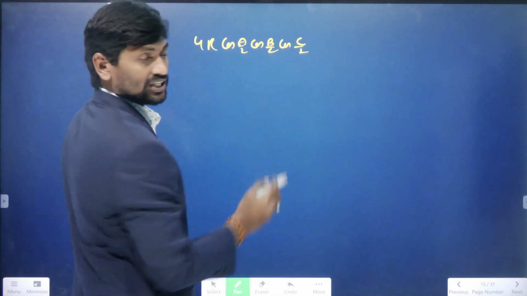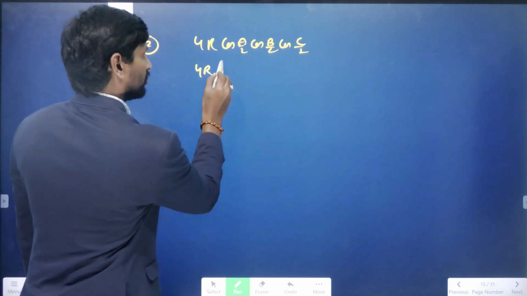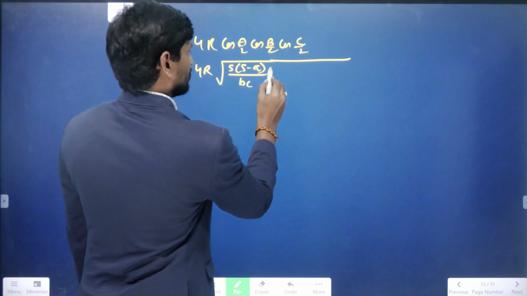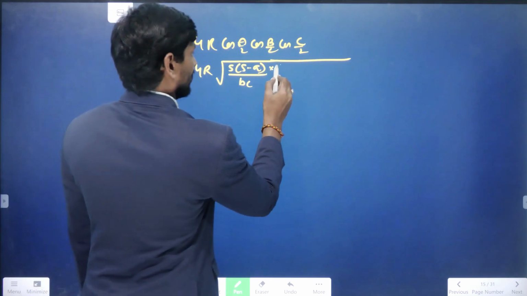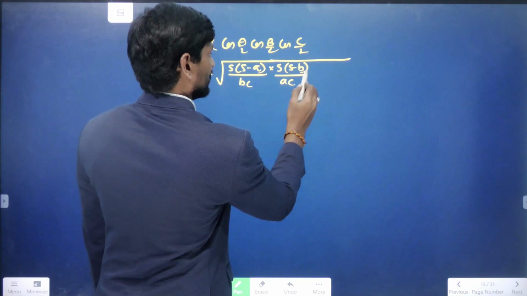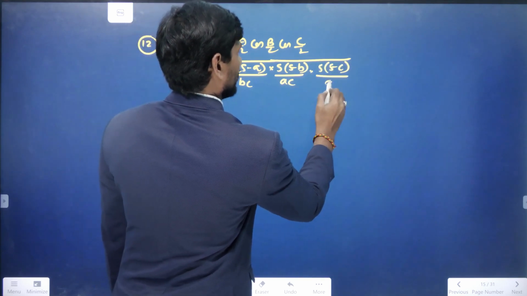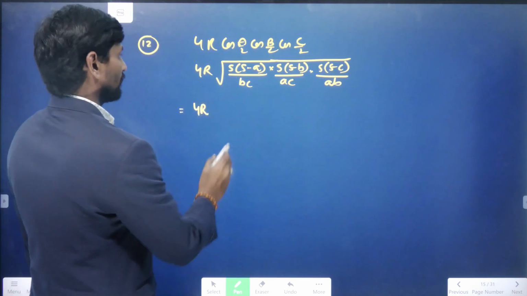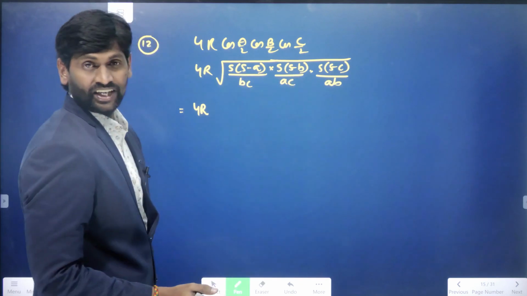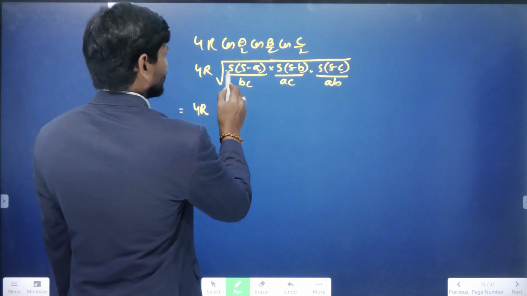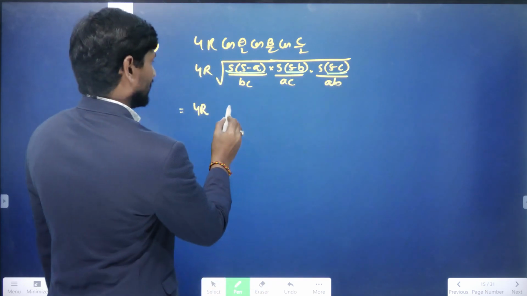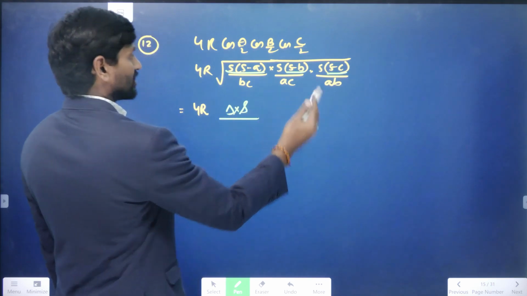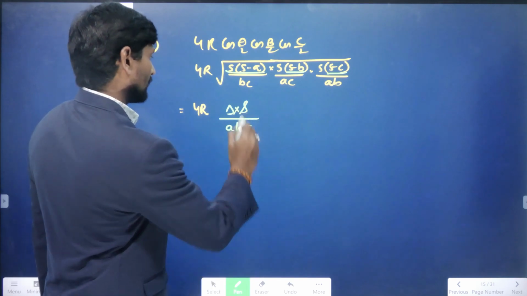Apply the cos half angle formula. That means 4r into root s into (s minus a) by bc. Now this one also I am applying to the same root, s into (s minus b) by ac and s into (s minus c) by ab. Okay, na? That equals 4r. That is s into (s minus a) into (s minus b) into (s minus c), in the place of which I can write delta, and s into s, in the square root s square will be s, divided by a square b square c square, means abc. Okay, na?